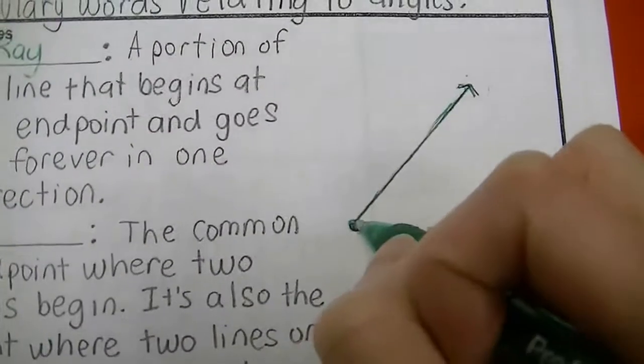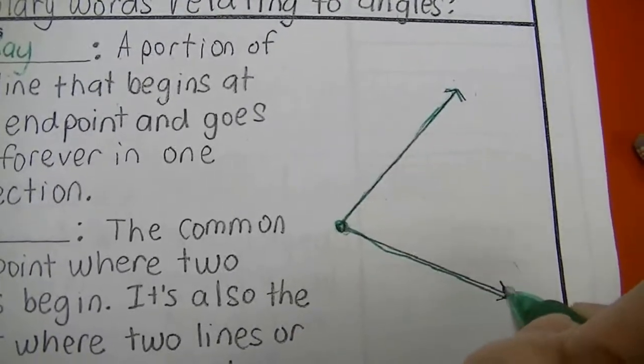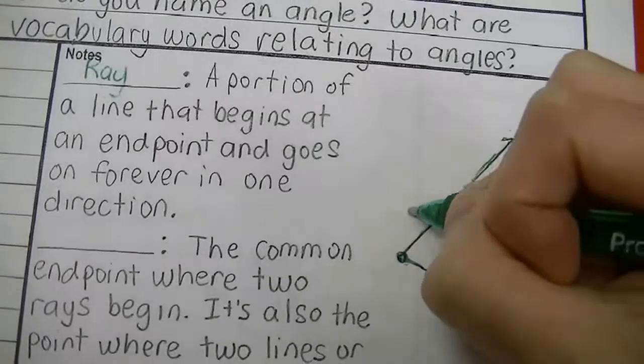You'll notice that there's two of them. Here's another ray right here. Here's its endpoint. Oops, and it goes forever in that direction also. Let's go ahead and label that.